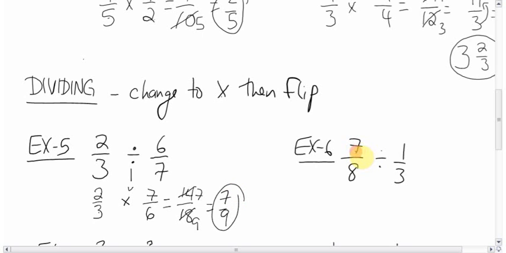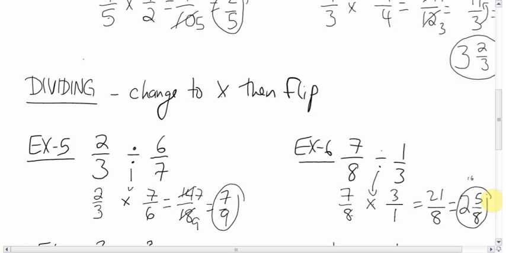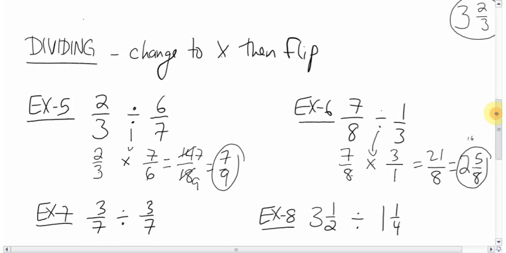Over here, same deal. Keep the first fraction, 7 over 8. Change the divide to a multiply, and then flip. 1 over 3 becomes 3 over 1. We multiply. 7 times 3, 21. 8 times 1, 8. It's improper. We got to change it to a mixed. Can't leave it like this. 8 goes into 21 2 times. That gives you 16. 5 left over 8. Done. So dividing isn't much harder either.